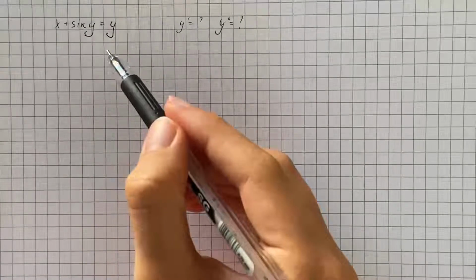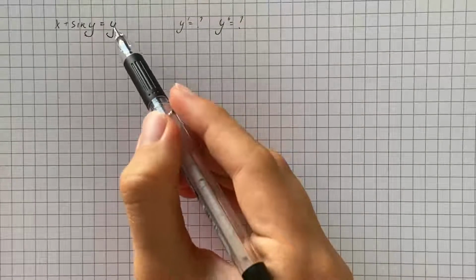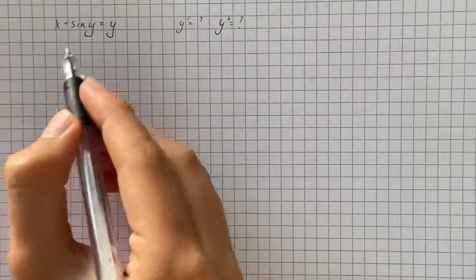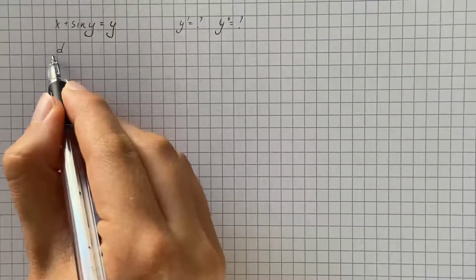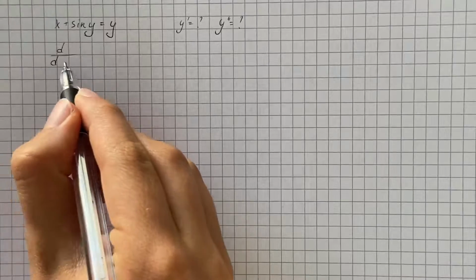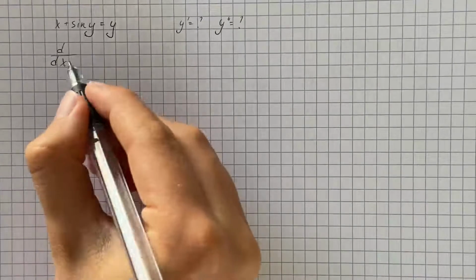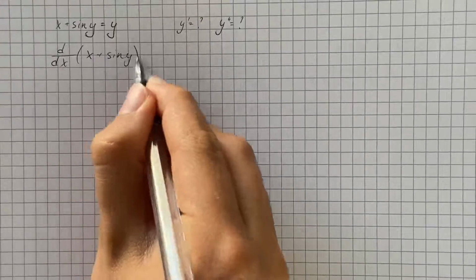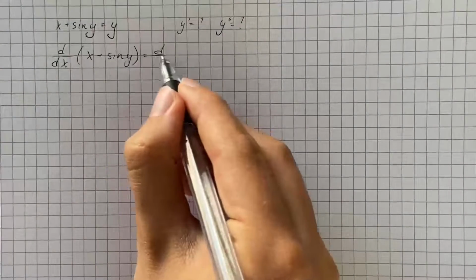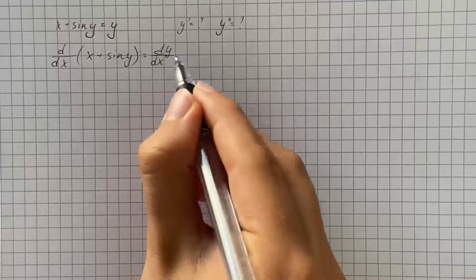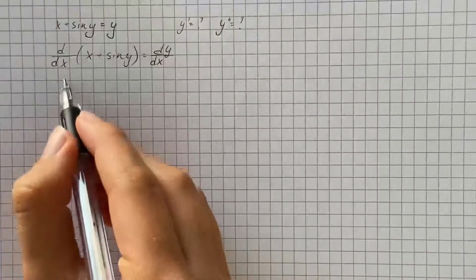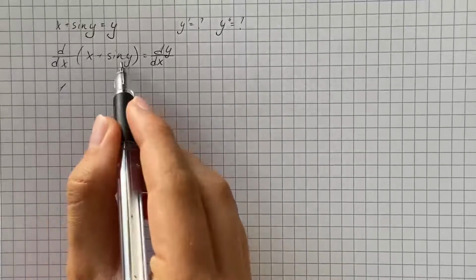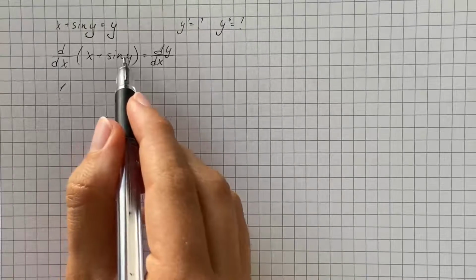So here we have to find first order and second order derivatives of y. So we're going to differentiate both sides with respect to x and get the derivative of x plus sine of y equals to derivative of y. So that's going to be, derivative of x is going to be just 1, and derivative of sine of y, we're going to use chain rule.